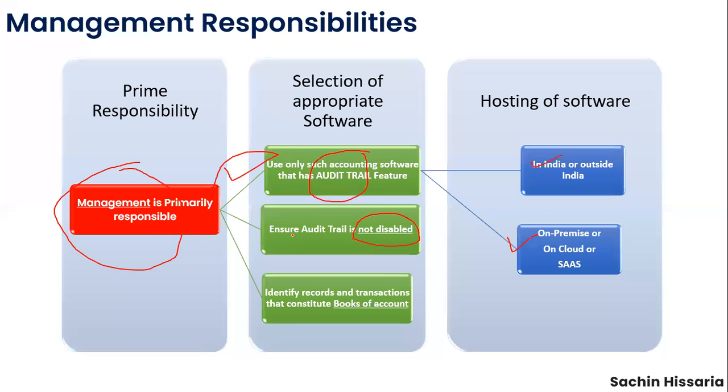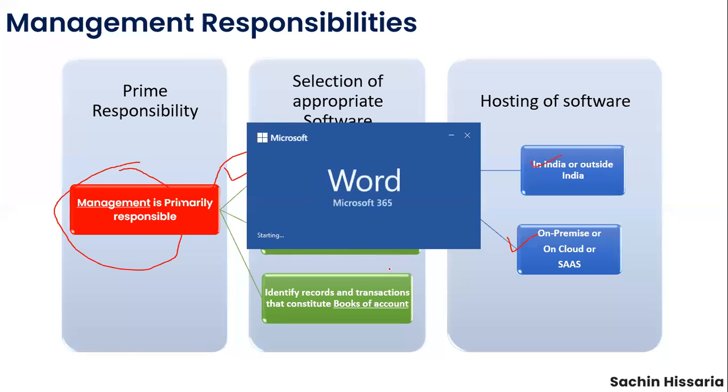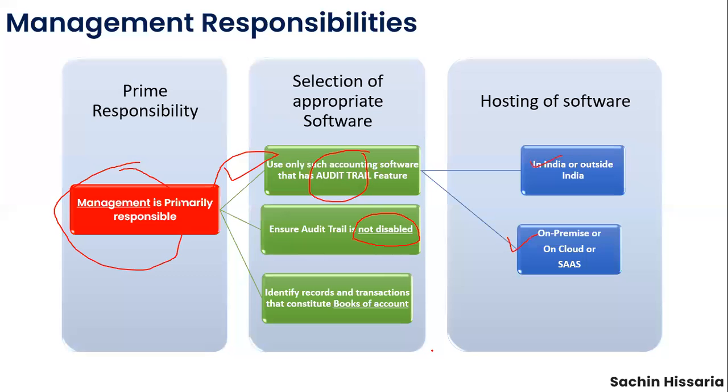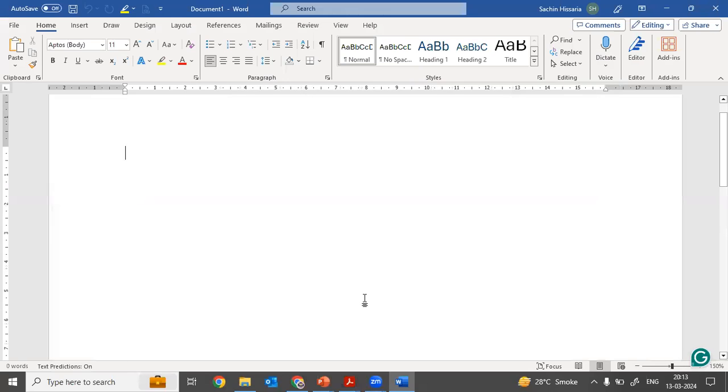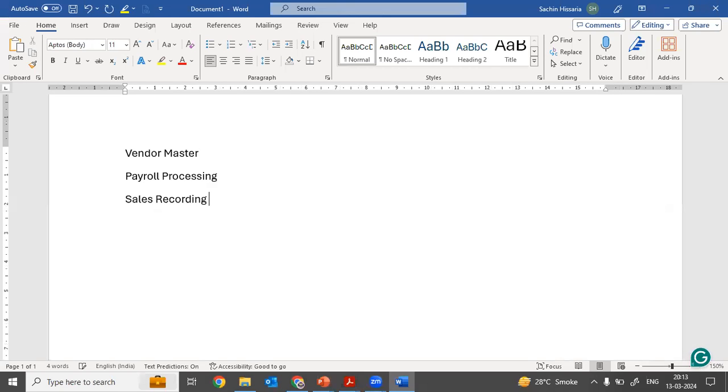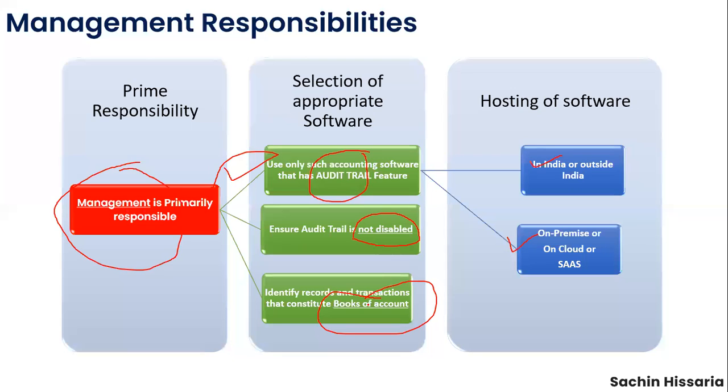Now here, first management will identify what are the applications in the company which will constitute books of account. Generally, guys, in organizations they are using multiple applications. For example, there are some applications in which you are managing your vendor master, correct? There are some applications in which you are doing payroll processing. Okay. There are some applications in which you are doing sales recording. Okay. So now management needs to identify which applications will constitute books of account.